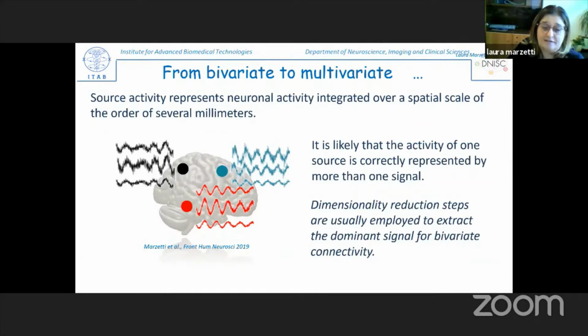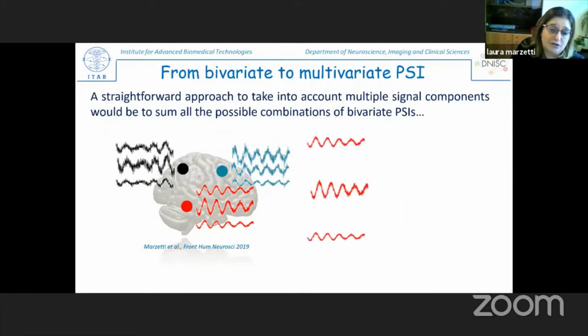For instance, this is achieved by PCA or this kind of method, and then to use bivariate methods as if we had really one signal at that very same location. I'm not going into the detail of why, but this could lead to overlooking part of the coupling that we have in the brain. But I'm just covering the idea that you could avoid this step of dimensionality reduction.